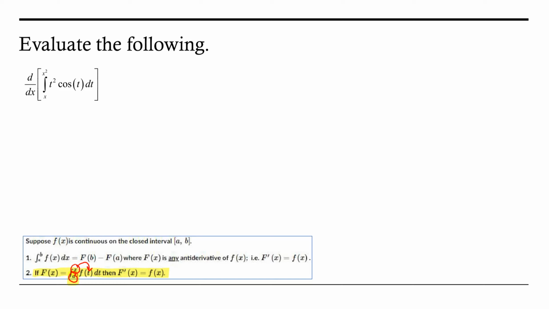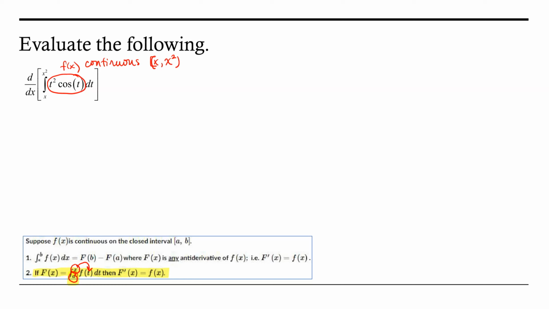We have the derivative with respect to x of the integral from x to x squared of t squared times cosine of t dt. Now, keep in mind that our function, our little f of x, this t squared cosine of t, that function must be continuous on the interval defined by our limits of integration. So this should be continuous on the interval from x to x squared.